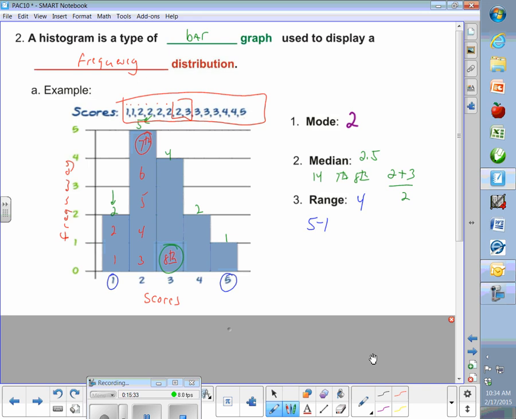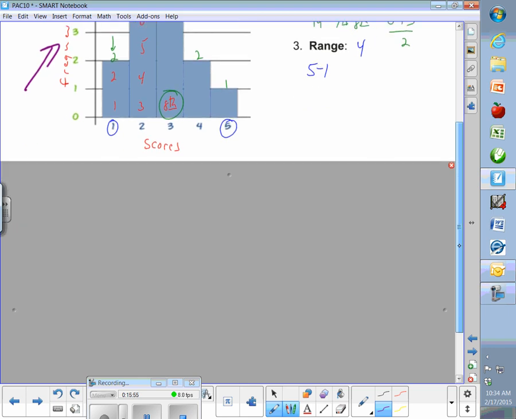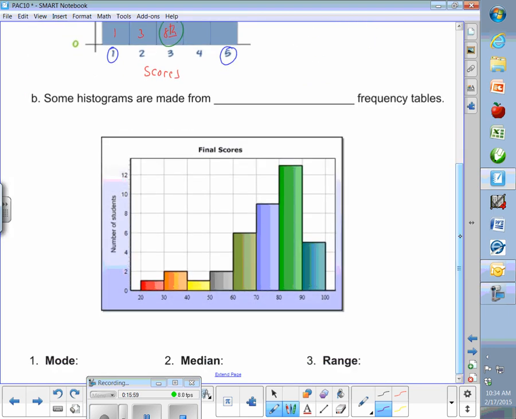Histogram. So be careful. Remember, a histogram has the frequency on the left. So the higher the column, the more frequent that score or that piece of data. So you can very easily see the mode, and you can very easily see how much you have of each piece of data. All right, let's look at the last example here.